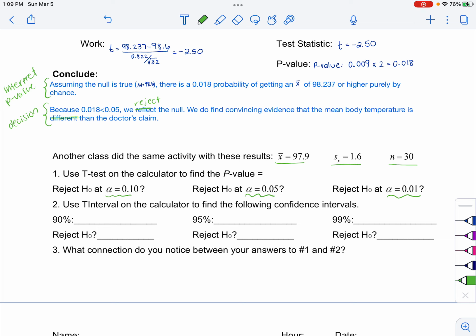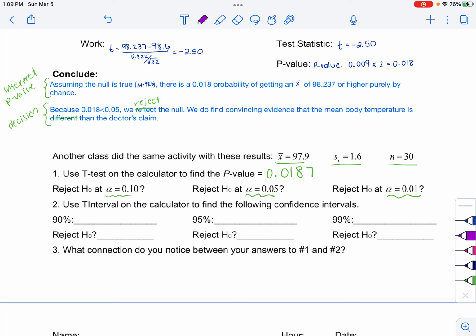Then it asks whether you want to do mu is not equal to the null, less than the null, or greater than the null. This is a two-sided test, so we will say not equal to, and then we calculate. When I do this, I find that their p-value is 0.0187. So let's determine whether we reject the null at all of these different significance levels.